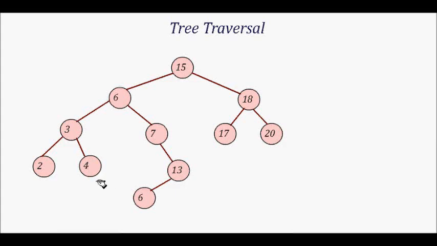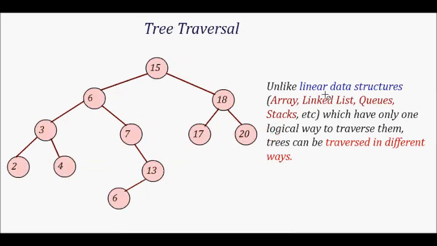In this lecture, we are going to learn about tree traversal. So how can we traverse a tree such that we can travel all the nodes of the tree? Unlike linear data structures like array, linked list, queues or stacks, which have only one logical way of traversal. You can just linearly traverse a linked list, an array and so on, but trees can be traversed very differently because at each node you have two options.